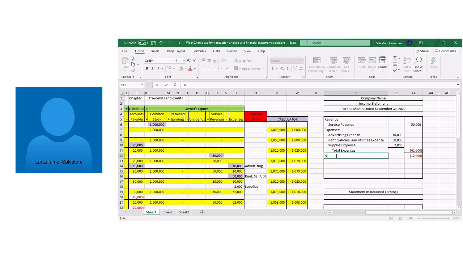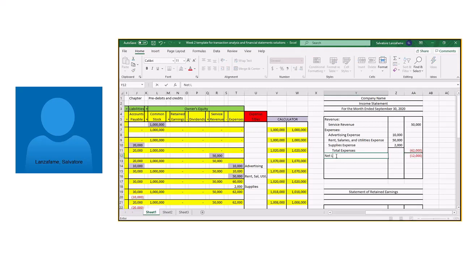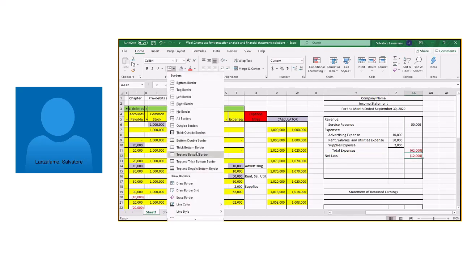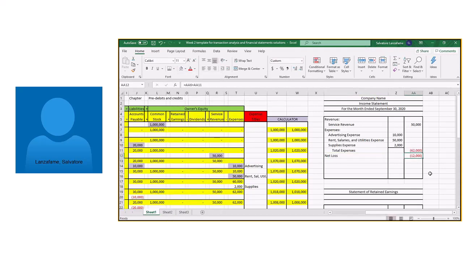And we're going to actually call it net loss. All right, so let's clean this up a little bit. We need double underlines under our final answer. That's really important in accounting. And the first number in each column is going to get a dollar sign, and the final answer is going to get a dollar sign.